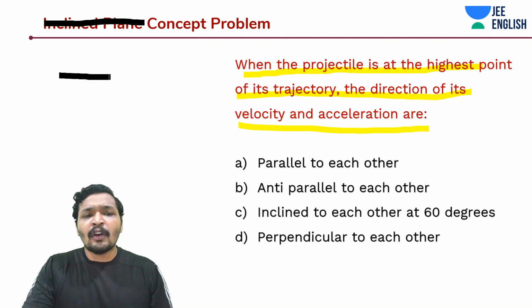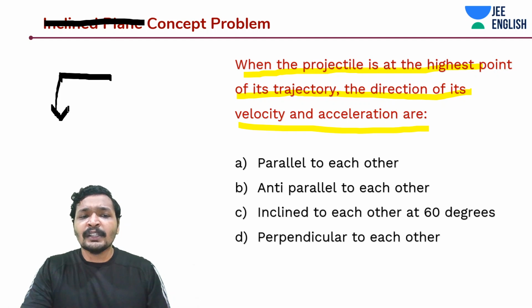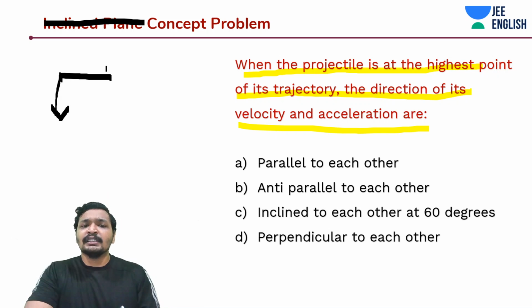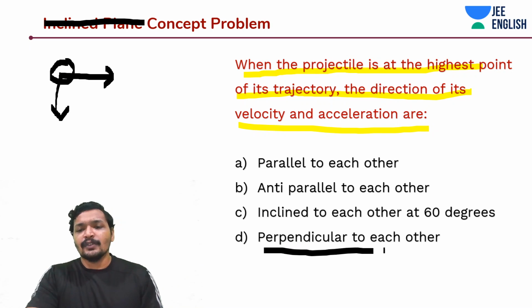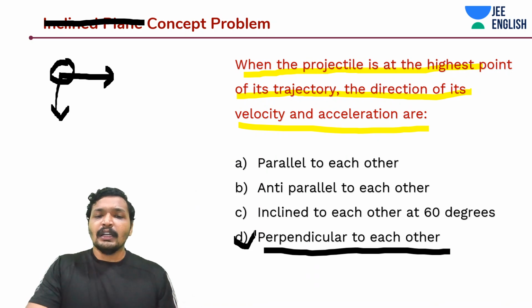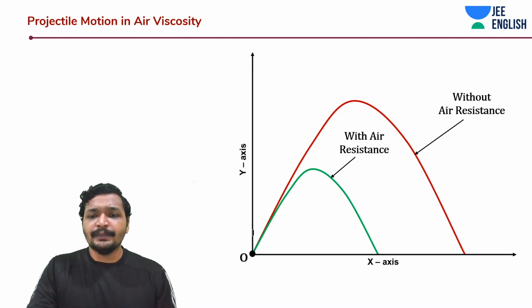Don't you remember, along the y-axis everything was constrained. So along the y-axis only gravity is the acceleration or the deceleration, and all the velocity is along the x-axis. So at the top, they are perpendicular to each other.